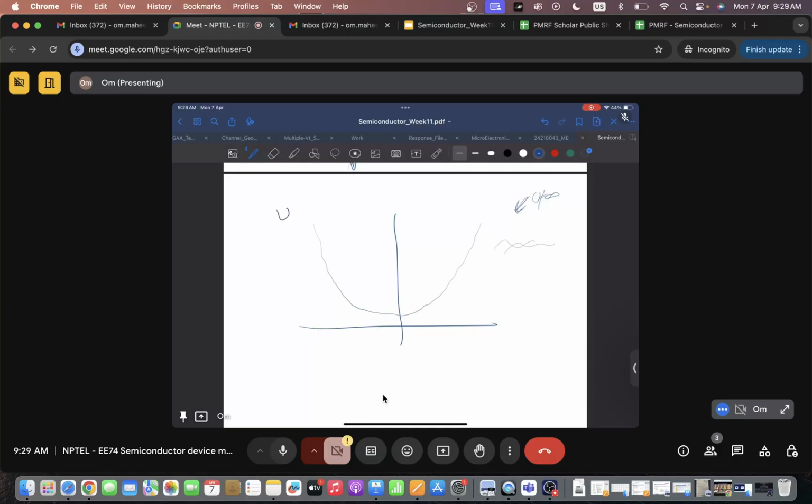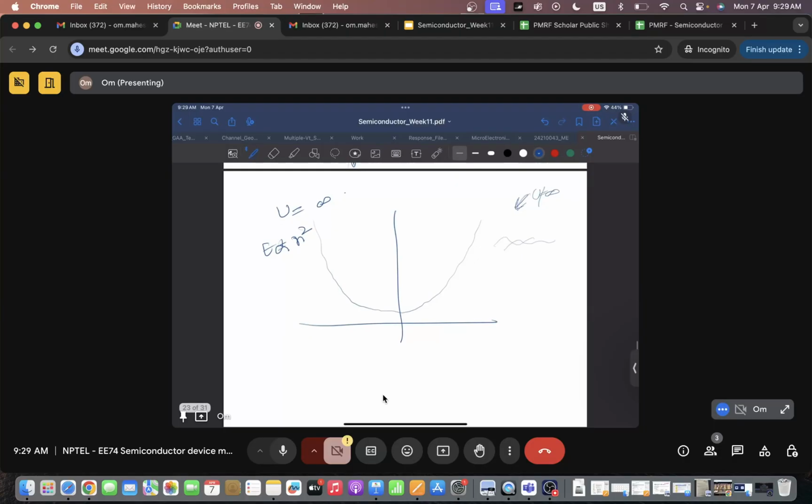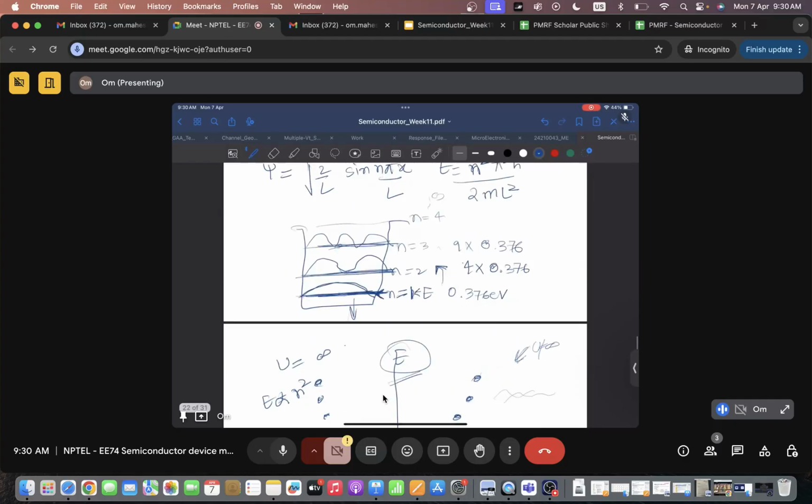But if U is infinite, then your energy is discretized. Energy is proportional to n square. Energy is not continuous. So we get only some energy levels, or your EK, instead of this continuous curve, is like these dots. Only some energies are allowed. So your EK is not continuous. If E is not continuous, that means your EK is not continuous, right? Okay. So is this question clear?